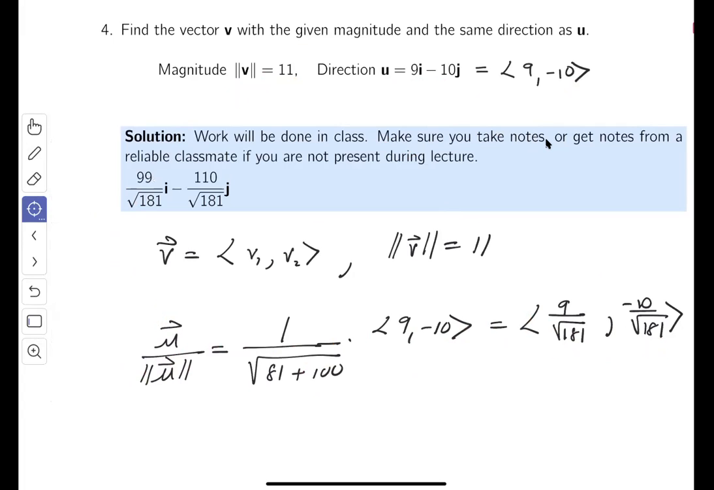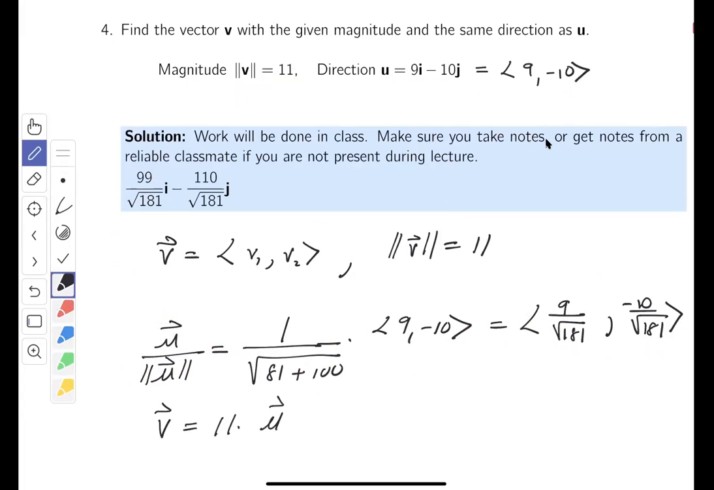So what's it going to be? V will be 11 times this. And we just did it. And what do you get? I'll write it down for you. 11 times this, it would be 99 over root 181, comma, minus 110 over root 181.